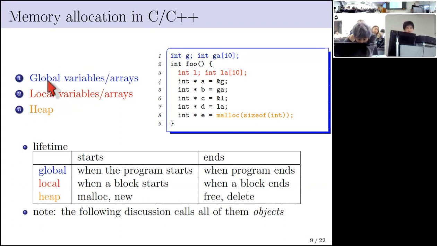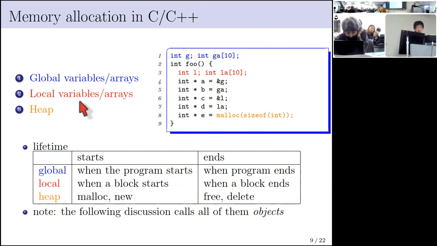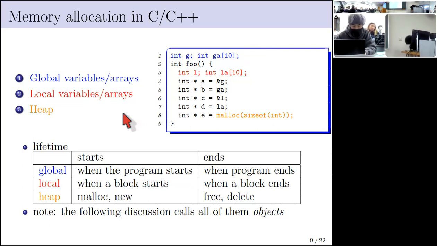What I mean by that is, first of all, you have the global variables or arrays. These are variables or arrays declared outside any function, at the top level of your file, just like this. And you have local variables or arrays. These are variables or arrays that are declared inside a function, just like this. And finally, you have the heap, which in the case of C is allocated by the malloc function. In the case of C++, it is allocated by the new operator.